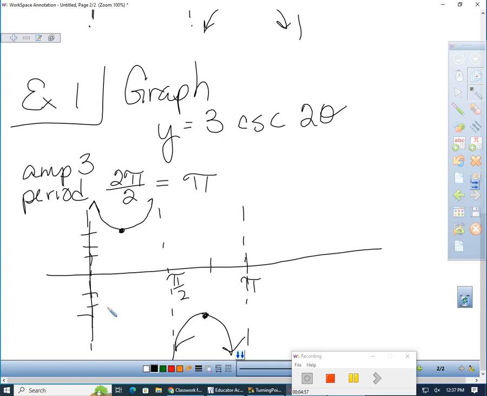All right, so do me a favor. Let's go ahead and put this in. See if you remember how to put this in your graphing calculator. Okay, so first of all, make sure you're in radians.